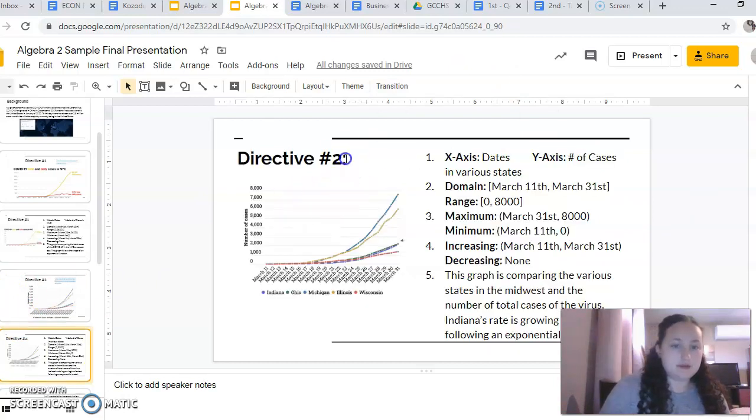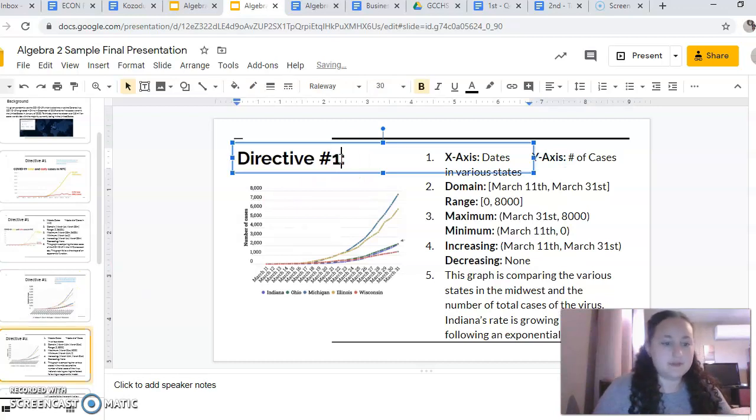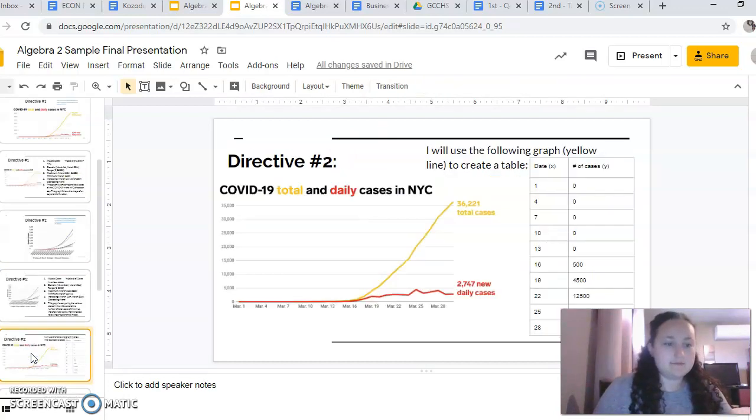This is, though, directive 1 still. I don't know why I wrote 2. Okay. Now we're on directive 2.